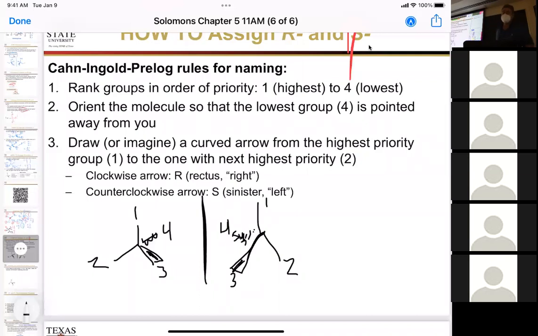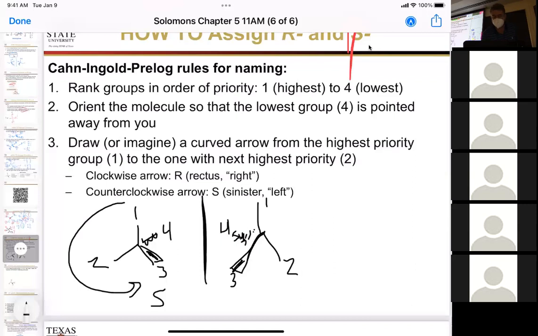Okay. So now let's look at the first one. Priority 1 is at the top. Priority 2 is on the left, and then priority 3. So if we're going to follow those around in order, we're going to see 1, 2, 3. And is that clockwise or counterclockwise? That's counterclockwise. So this is going to be our S isomer. S stands for sinister, which means left, old Latin term. R stands for rectus, which means to the right.